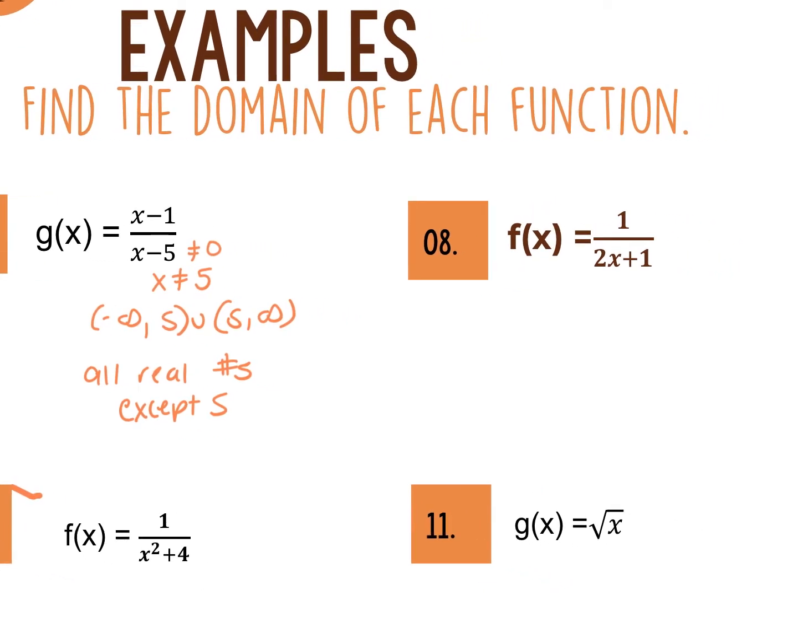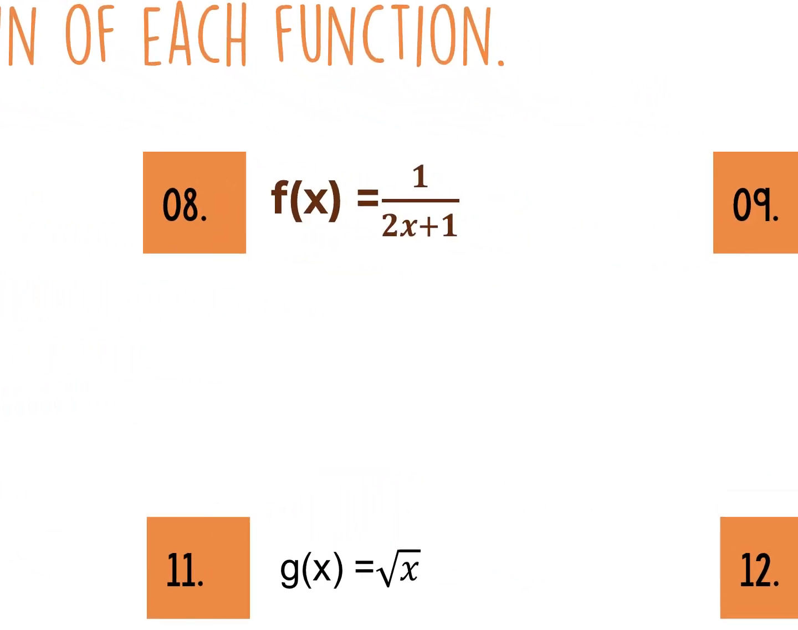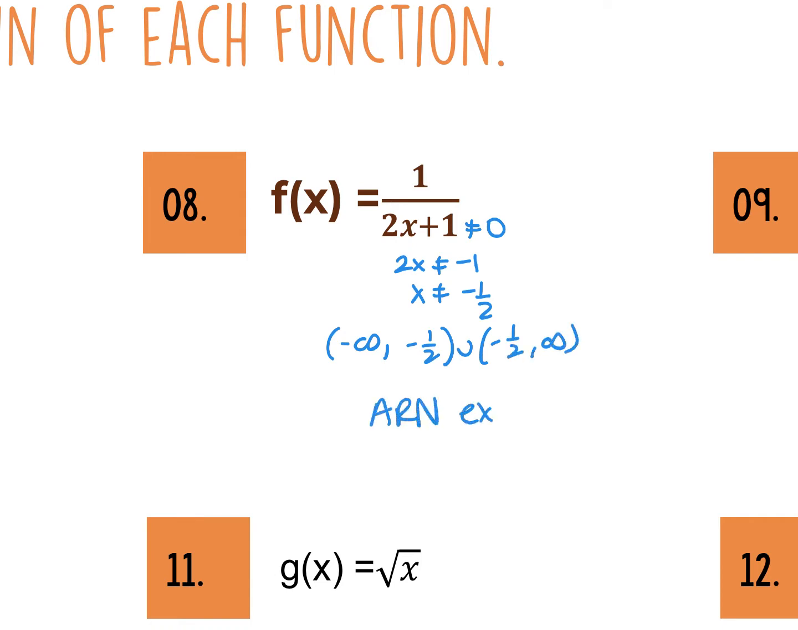Number 8 also has a fraction. So I look at the denominator. I set this not equal to 0. I'd get 2x cannot equal negative 1 and x cannot equal negative 1/2. In interval notation, that's negative infinity to negative 1/2, negative 1/2 to positive infinity, or all real numbers except negative 1/2.